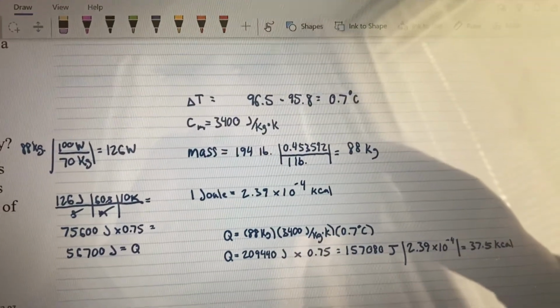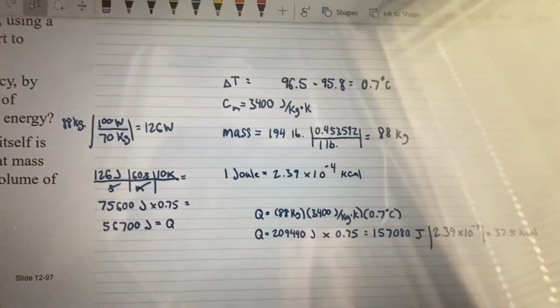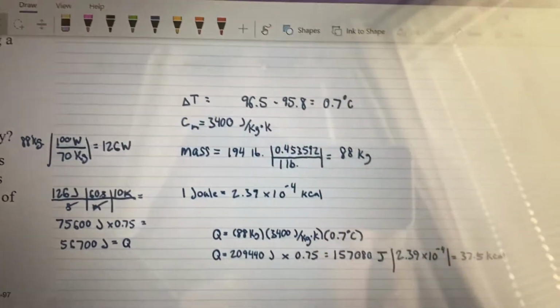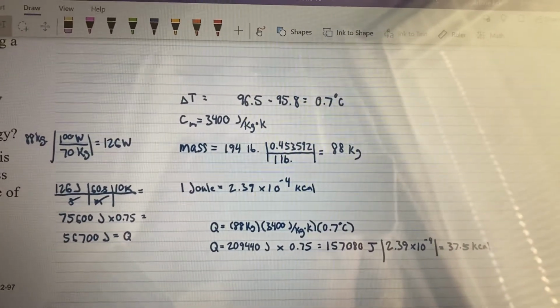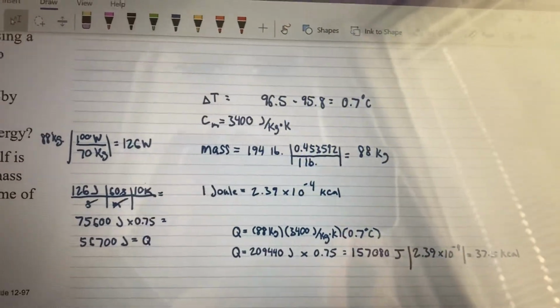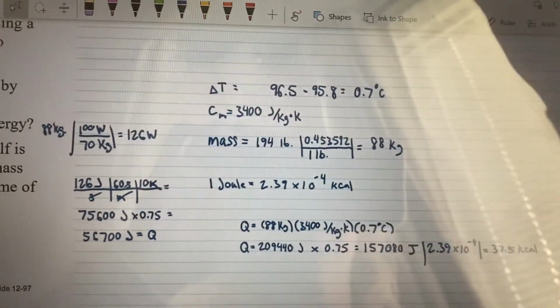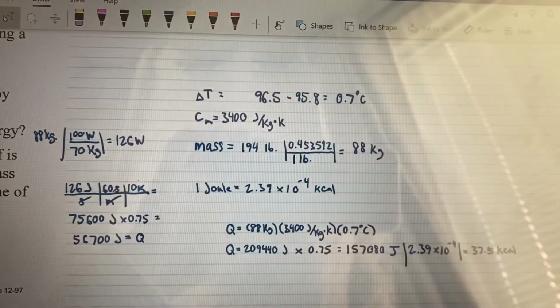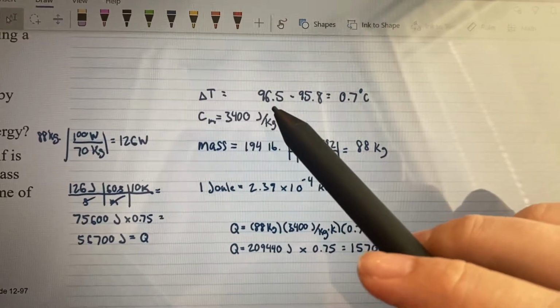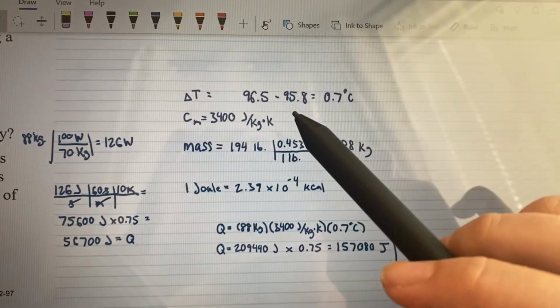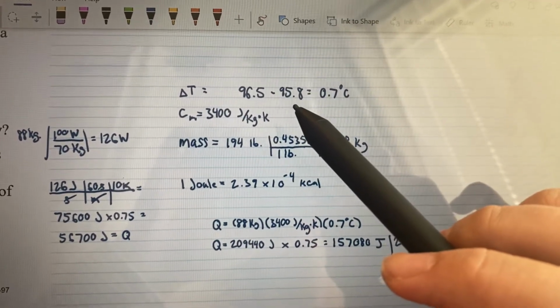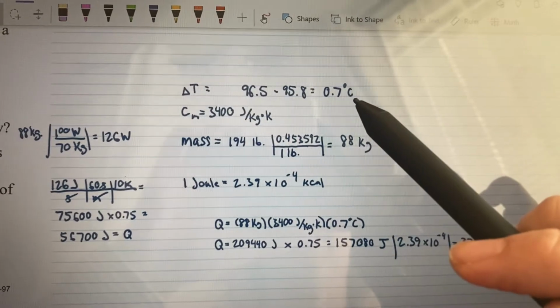Okay, so I took my temperature and I walked for 10 minutes, and then I found out that my thermometer was broken. And so I had to use the temperature from one of my friends. So they started at 95.8 degrees and ended at 96.5 degrees, and so their difference in temperature was 0.7 degrees.